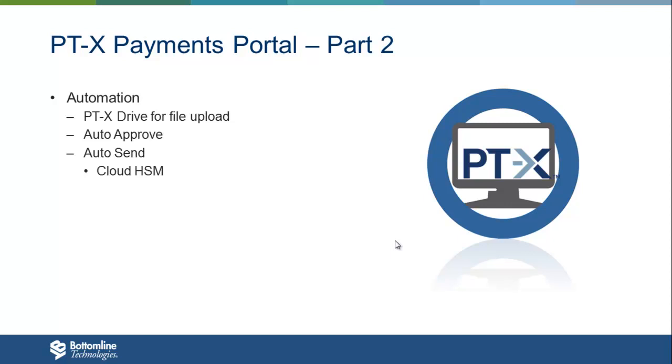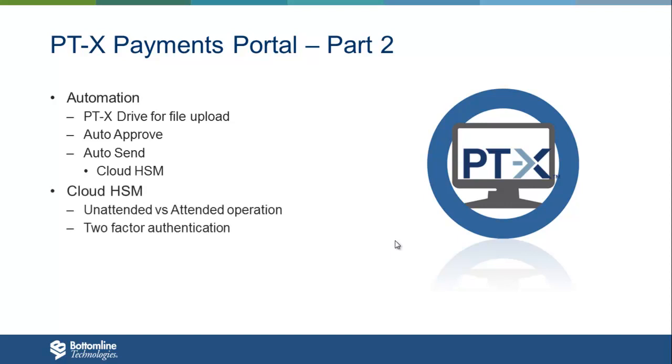We'll see how we can use profile settings to turn on automated approval where we want it. And then we'll see how we can use an alternative method from BACS smart cards, known as an HSM, to allow automation of the actual submission to BACS. And we'll take a closer look at the HSM option to see how it can also be used in attended mode as a complete alternative to smart cards. And finally, we'll finish off by looking at the manual data entry feature of PTX.